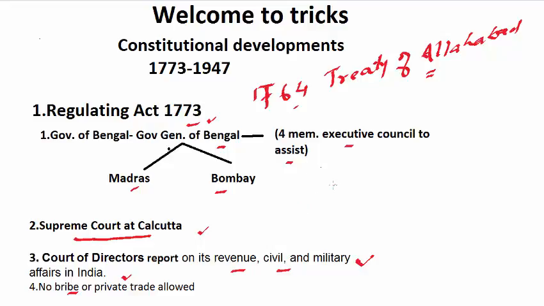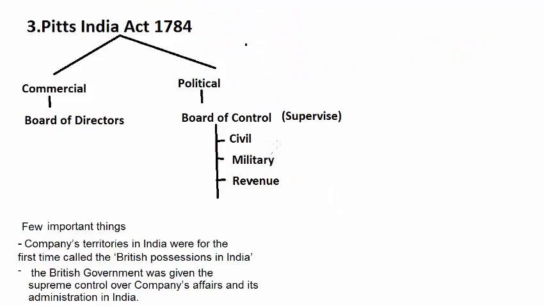Therefore, the Amending Act of 1781 was brought. Sometimes questions are asked in prelims: which act was brought to amend the Regulating Act of 1773? The answer will be the 1781 Amending Act and not Pitt's India Act of 1784. Although the 1781 Act did not plug all the loopholes in the Regulating Act of 1773, and therefore Pitt's India Act was brought, the answer would be the 1781 Amending Act, brought to amend the features of the Regulating Act. Now moving to Pitt's India Act 1784.